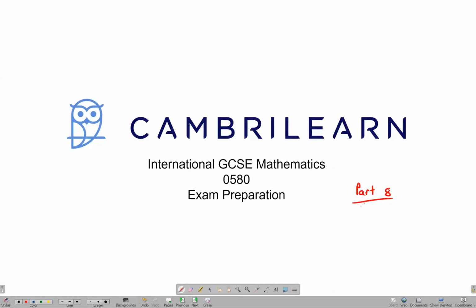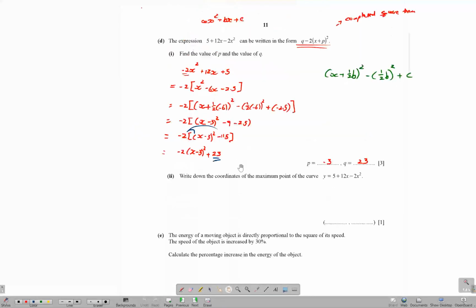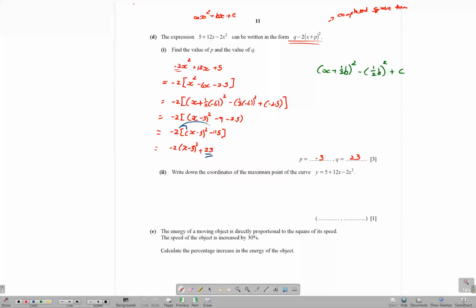Okay, so we're going to pick up where we left off last week, and that was, I think, question 6, and it was D. So 6D, we were asked to complete the square, or actually just to give this quadratic expression in the form q minus 2x plus p squared. Okay, so basically we completed the square.